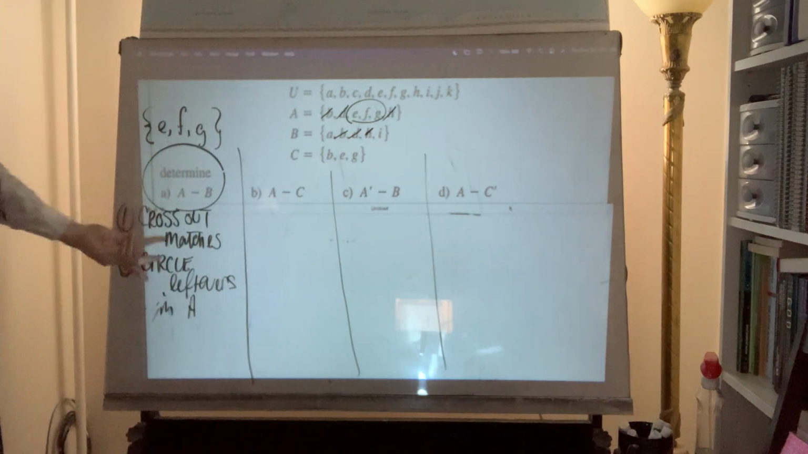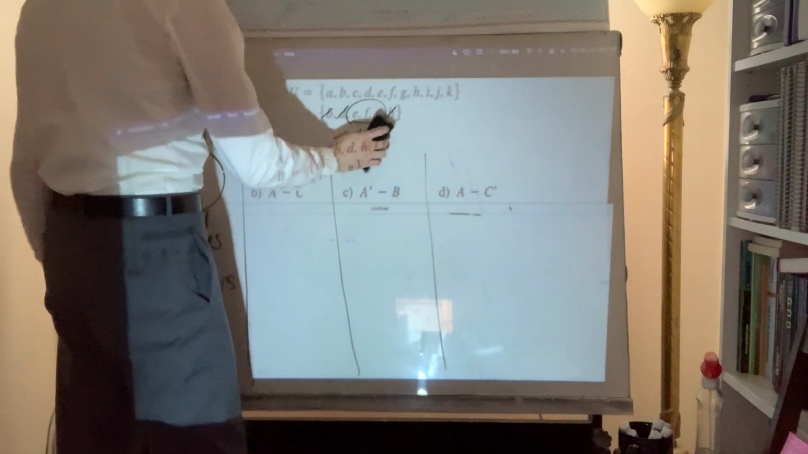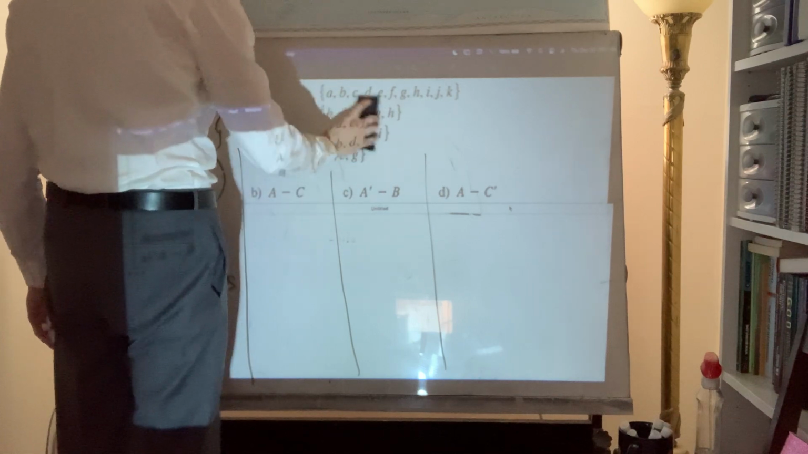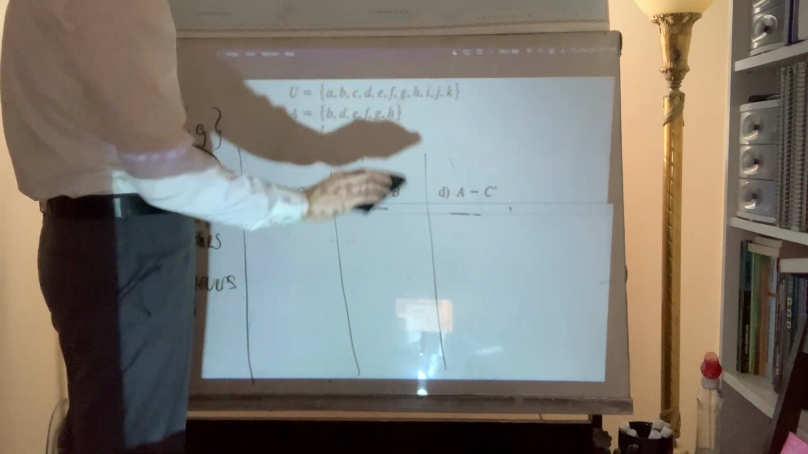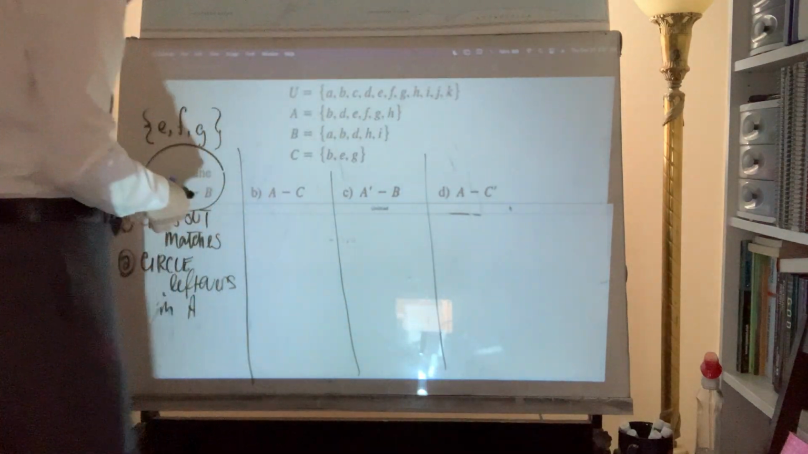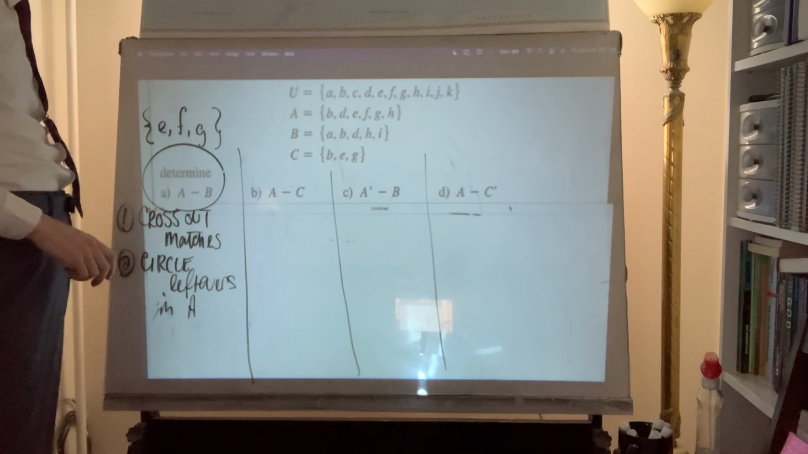If you did the same thing for A and C, it's the same process, because we're still considering a difference. I hope I didn't erase this upside down. You know how you hold an eraser a certain way? I think the last time I did this by accident. Okay. Still the same process. Cross out the matches, circle what is left over.